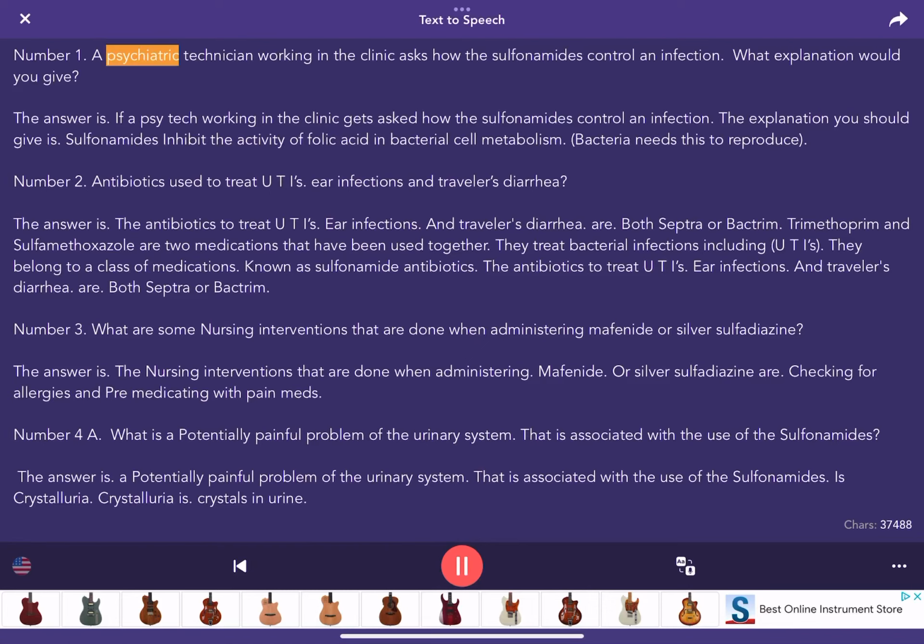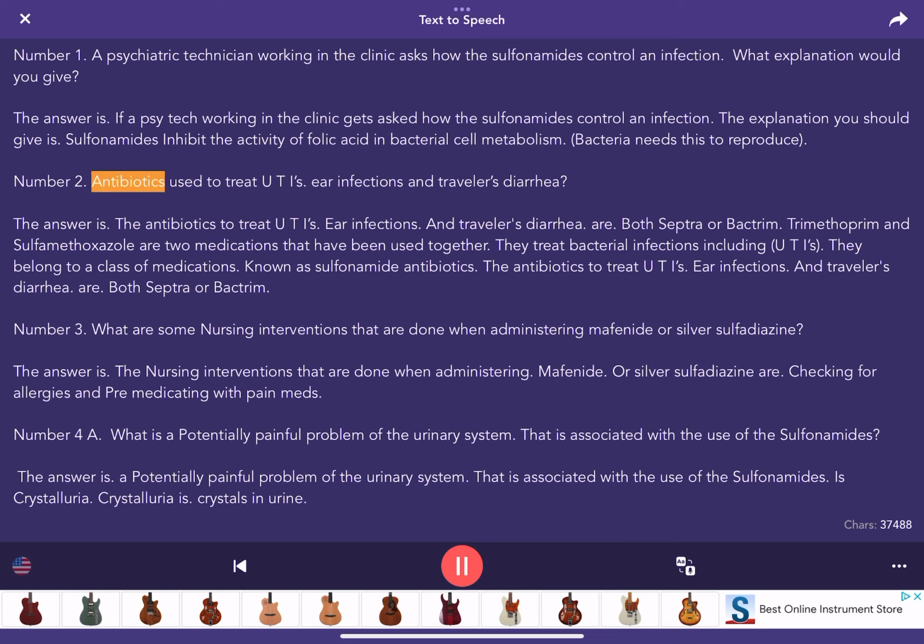Number 1. A psychiatric technician working in the clinic asks how the sulfonamides control an infection. What explanation would you give? The answer is, if a psych tech working in the clinic gets asked how the sulfonamides control an infection, the explanation you should give is, sulfonamides inhibit the activity of folic acid in bacterial cell metabolism. Bacteria need this to reproduce.